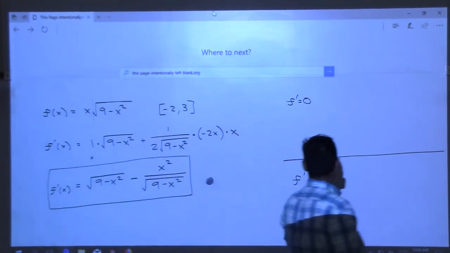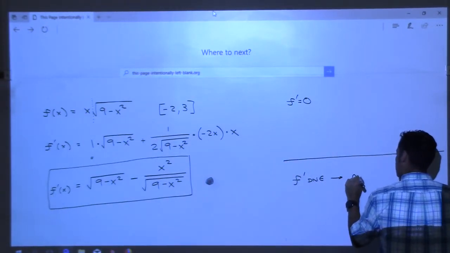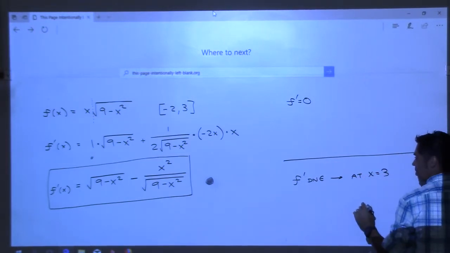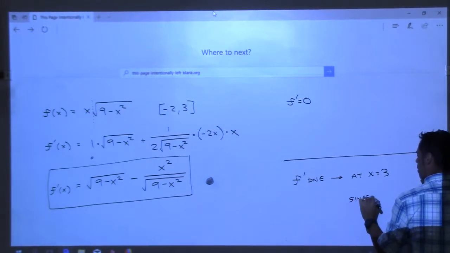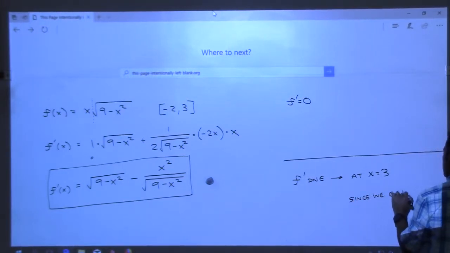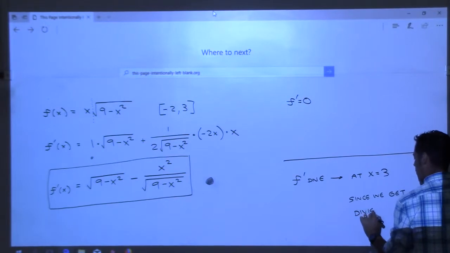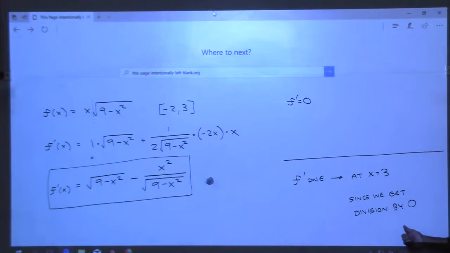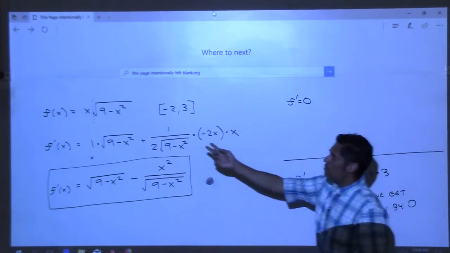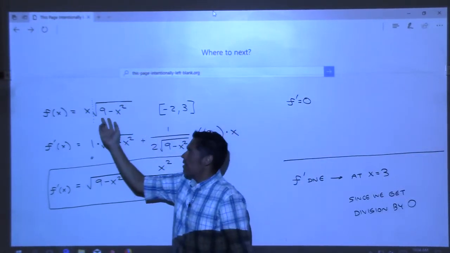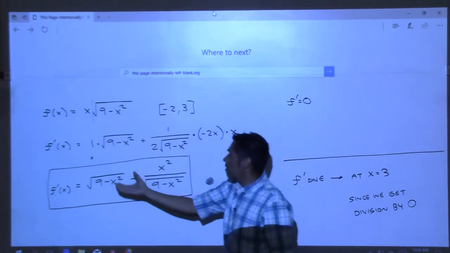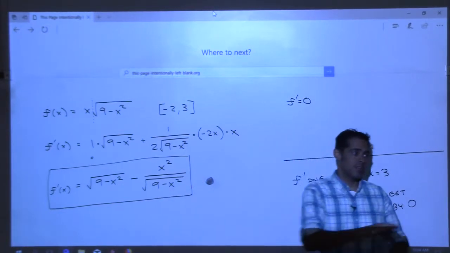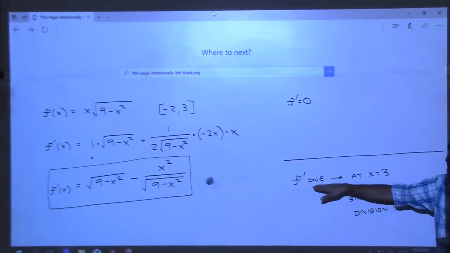So f prime does not exist at x equals 3 since we get division by 0. Everyone understand that? It's okay to plug 3 in up here, right? Because if we plug in 3 here, we just get 0. But when we plug 3 into the derivative, we get 0 on the bottom, which is division by 0, which is no good. That makes the derivative not exist.